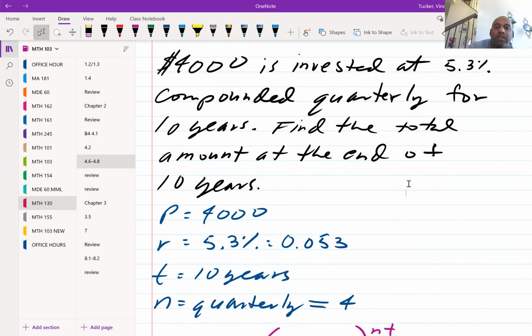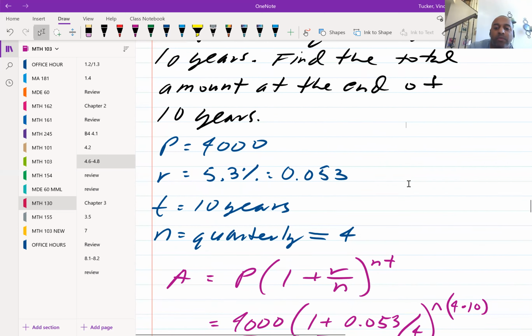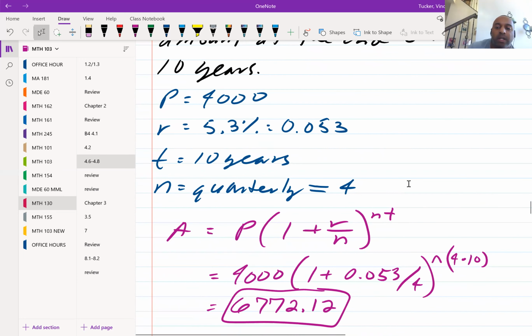All right. You ready to plug it into the formula? Go to the formula again. And you just plug it in accordingly. That's 4,000 times 1 plus 0.053 divided by 4. Then your exponent is 4 times 10. So that's going to end up being 40 for us.